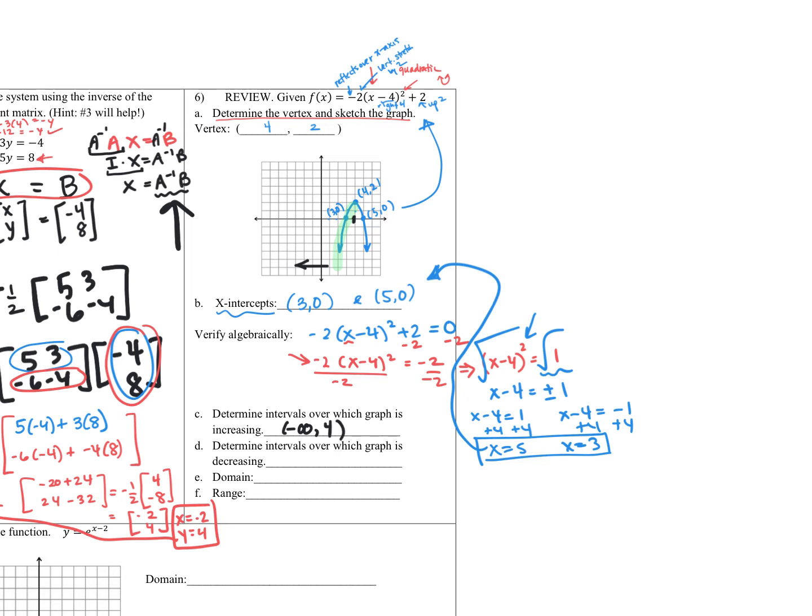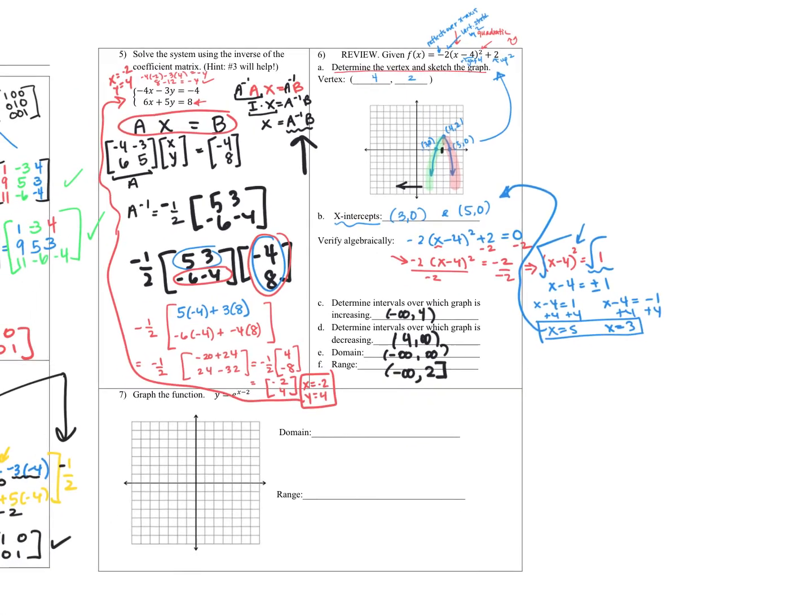Then where it is decreasing is going to be the other portion, which in interval notation is going to be from 4 to infinity. For our domain here, it goes left and right forever, -infinity to infinity. In our range, it goes down forever, all the way up to a y value of 2, and it does touch at 2. So we'll have that bracket on there.